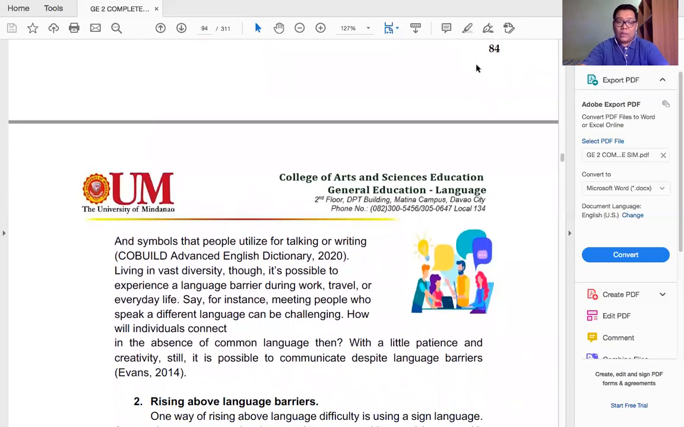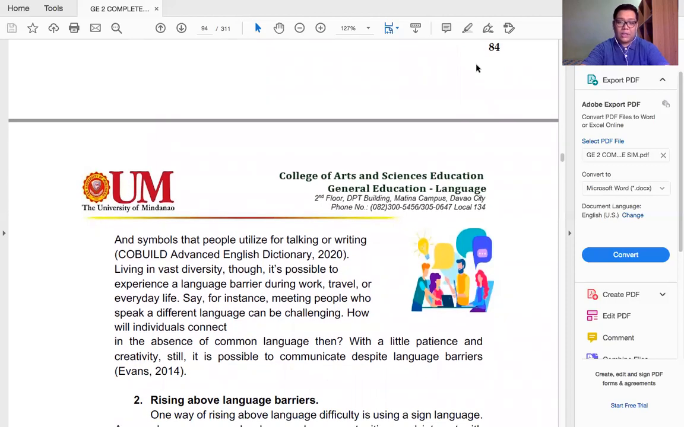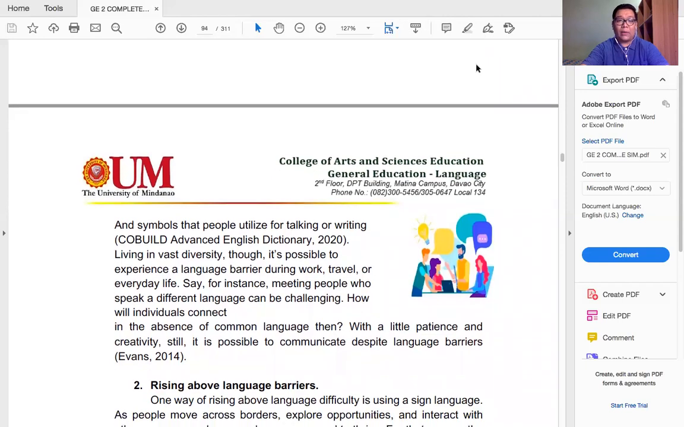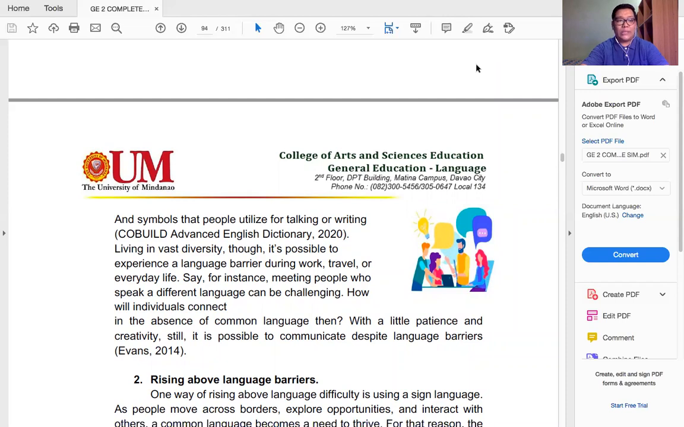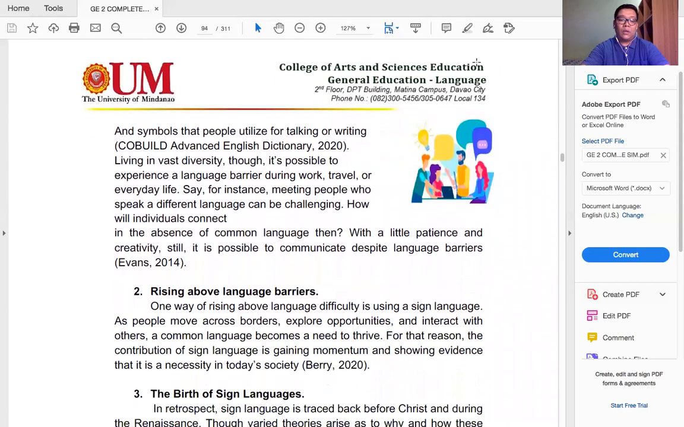How will individuals connect in the absence of a common language then? With a little patience and creativity, it is still possible to communicate despite language barriers. That's according to Evans in 2014, because we always find ways to communicate effectively. If we do not use kinesics when communicating, we also use other semiotic symbols which channel, or relay, messages towards people.